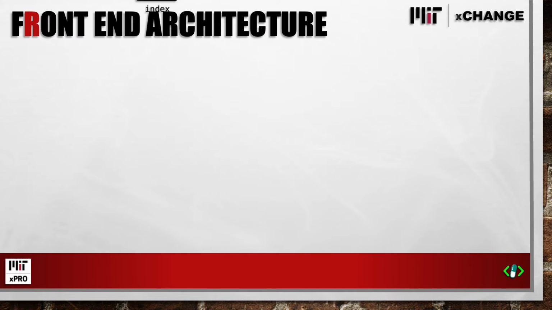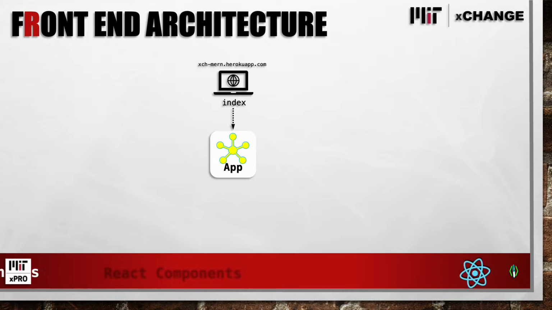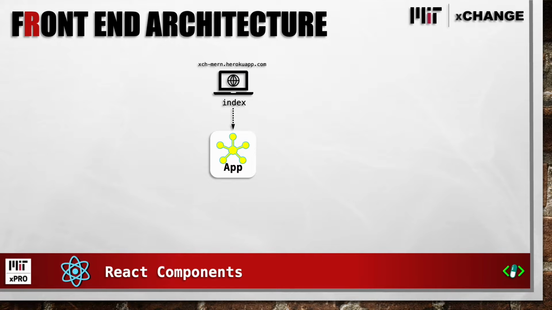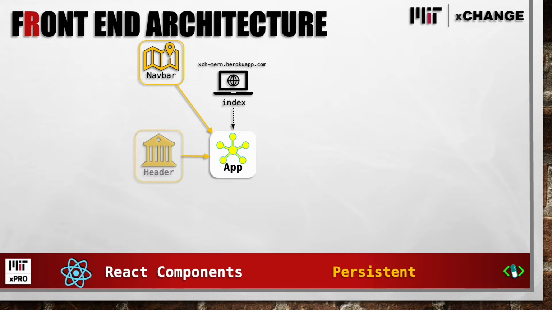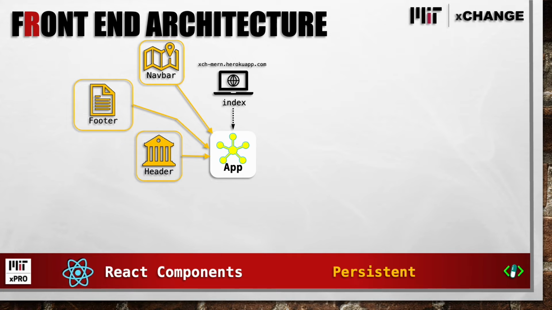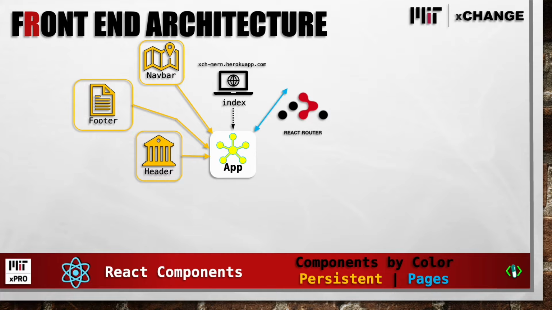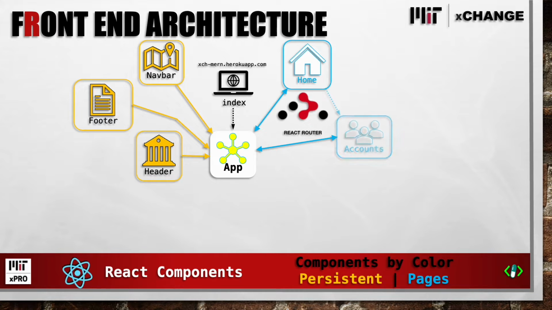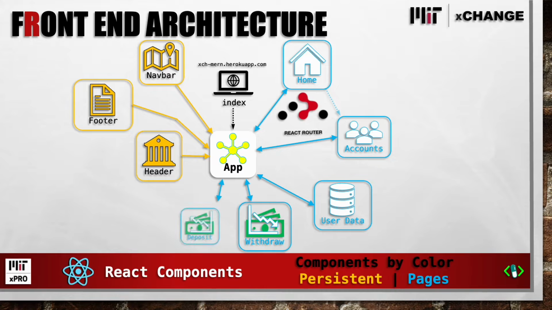The front-end architecture starts with a Heroku entry point. From here, you gain access to the application and the React components. The persistent components include the navigation bar, header, and footer. React Router is then used to provide routes to the home, accounts, user data, deposits, and withdrawal pages.